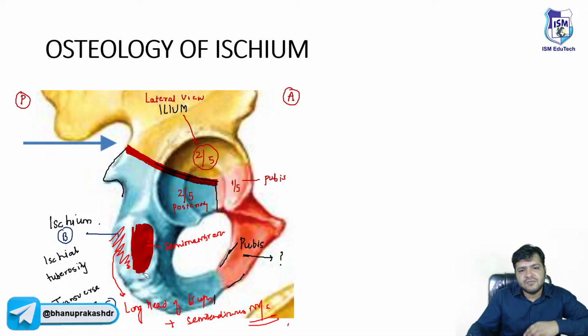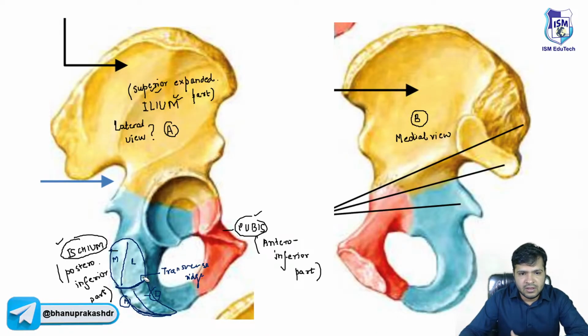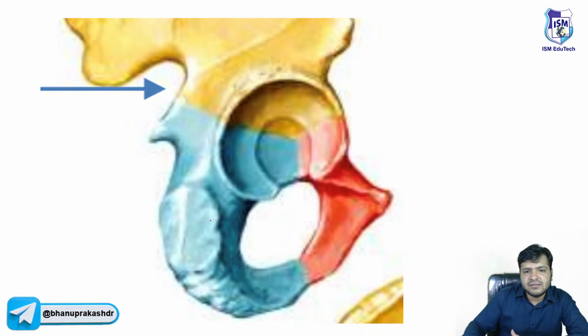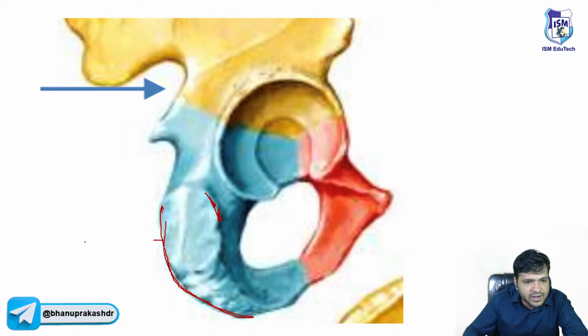If you just want me to tell you over here in this picture, so remember beta, there is a ligament attached on the medial border of the ischial tuberosity. It is giving attachment to one ligament, and that is called the sacrotuberous ligament.